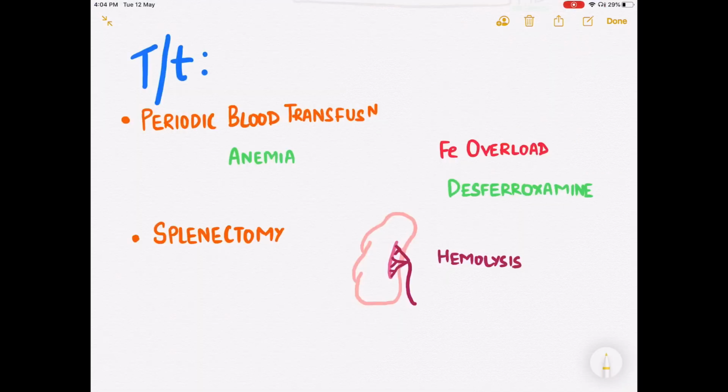Now, in order to treat beta thalassemia, we do periodic blood transfusions in order to correct anemic symptoms. However, these regular transfusions may cause iron overload, which can be treated by using various iron chelating agents such as desferoxamine. Splenectomy can also be done if the enlarged spleen causes extra hemolysis.